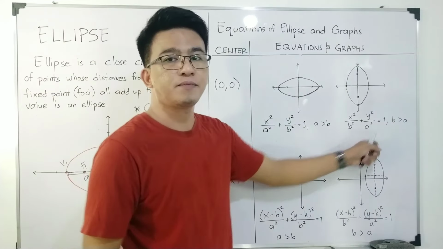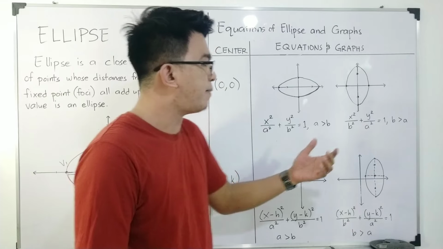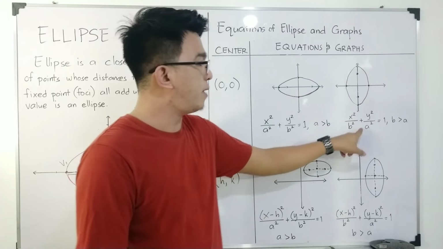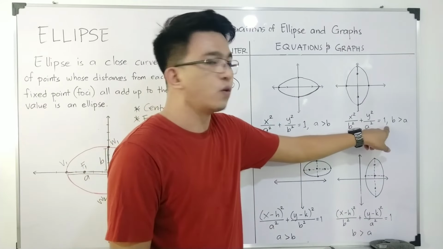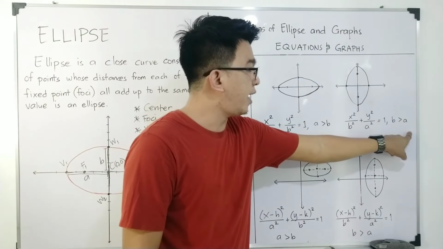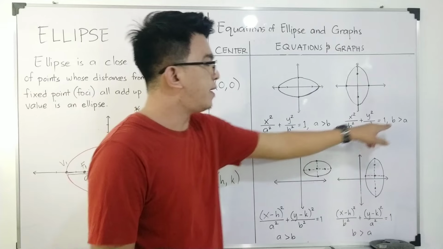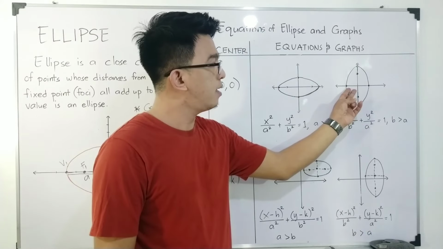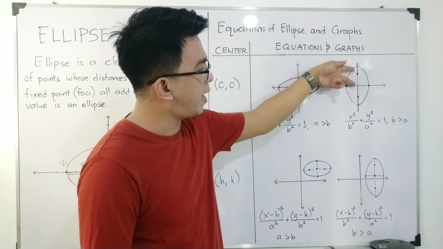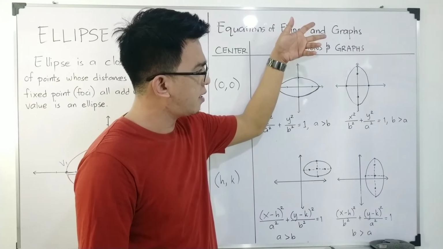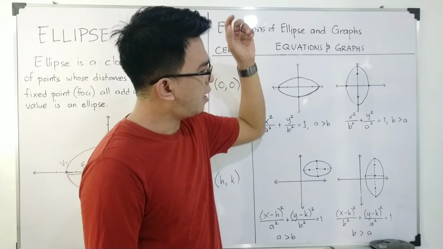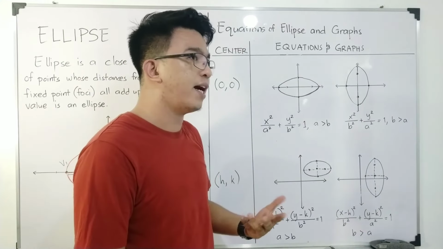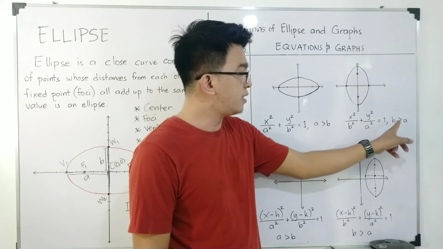Now, sir, how about this one? Bakit po magkaiba sila ng orientation? Yes, magkaiba sila. Because here, you have the equation x squared over b squared plus y squared over a squared is equal to 1, wherein your b is greater than a. Ang ibig sabihin nito, guys, is that the length of your semi-minor axis is greater than the length of the semi-major axis, wherein that is b is greater than a.